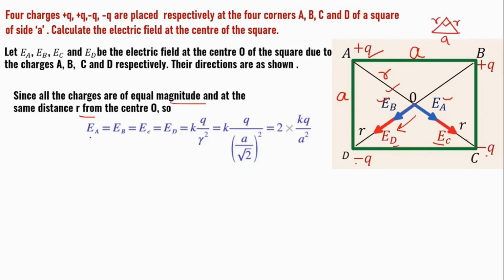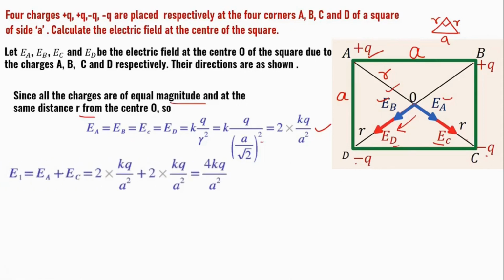So, the magnitude of EA, EB, EC and ED will each be equal, and that is equal to KQ by R square. Now, the value of R, using the Pythagoras theorem, we can get as A by root 2. So, now we will put the magnitude as KQ upon A by root 2 whole square. That becomes 2 KQ by A square. This is the magnitude of every electric field, that is EA, EB, EC and ED. The direction I have mentioned in the figure.